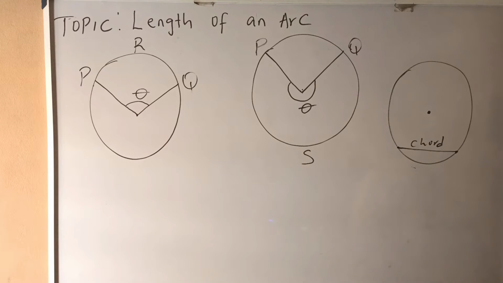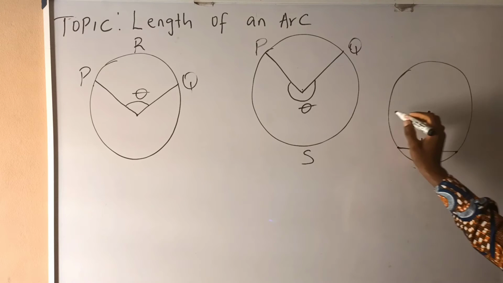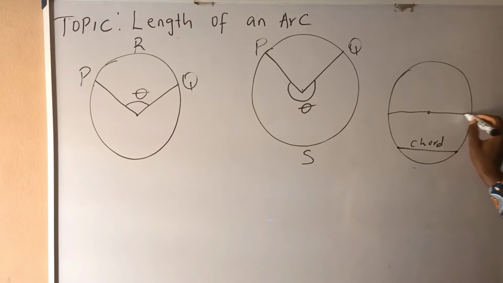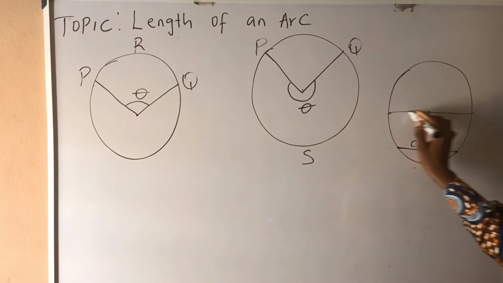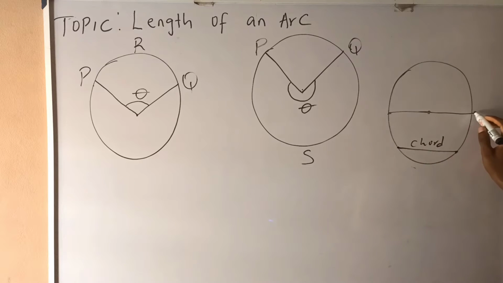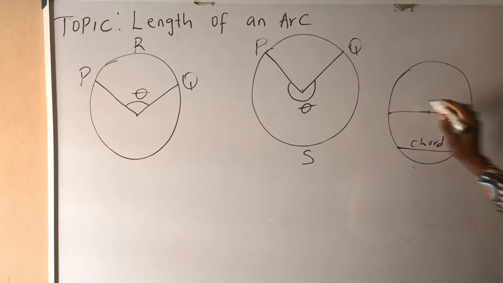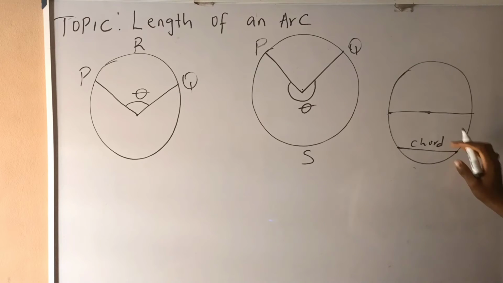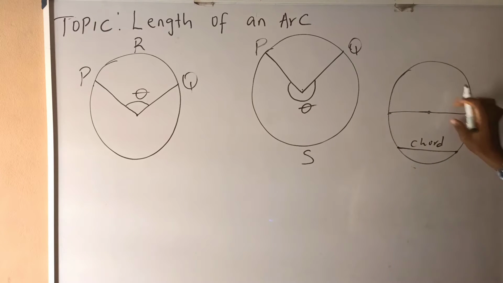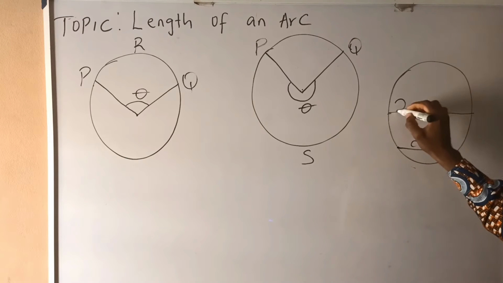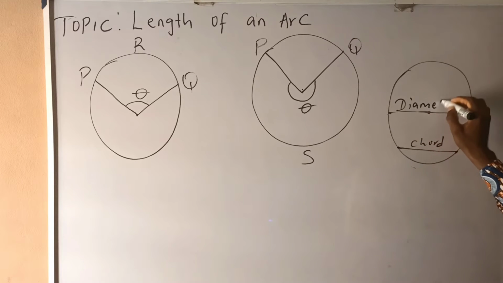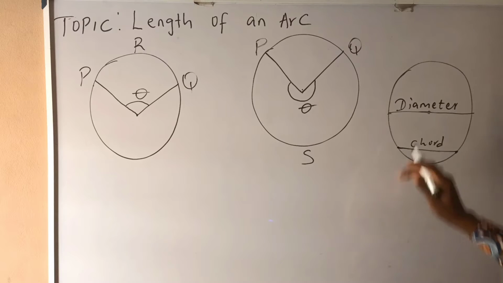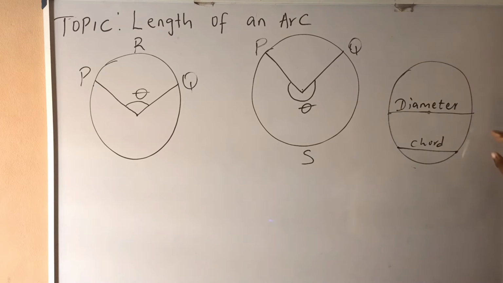But there is a unique kind of chord that passes through the center of the circle. And this unique kind of chord is the longest chord in a given circle. That is the longest chord you can ever have in a given circle. And it is called the diameter of the circle. And remember, the diameter of the circle divides a given circle into two equal parts called the semicircle.